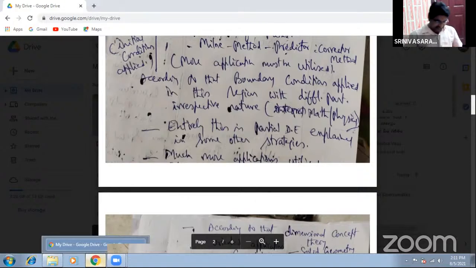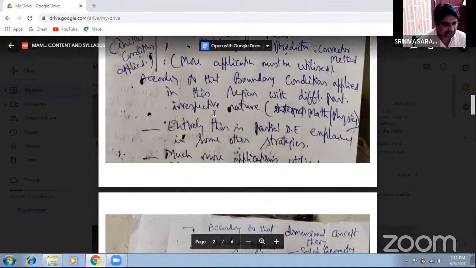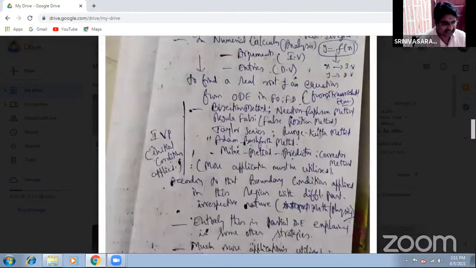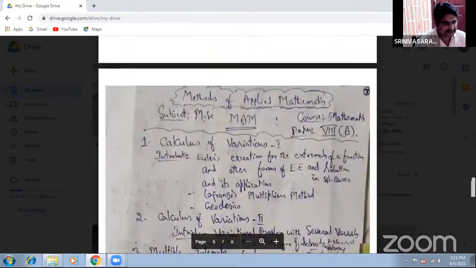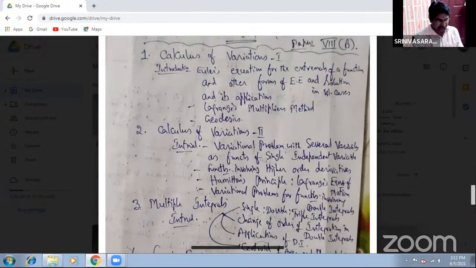Now, the second unit is calculus of variations. In this session, first of all, we must know what the syllabus of methods of applied mathematics is, and according to that, how to define the concerned topic. Now, this is just series one. This is calculus of variations two. There are variational problems with several variables as functions of a single independent variable.